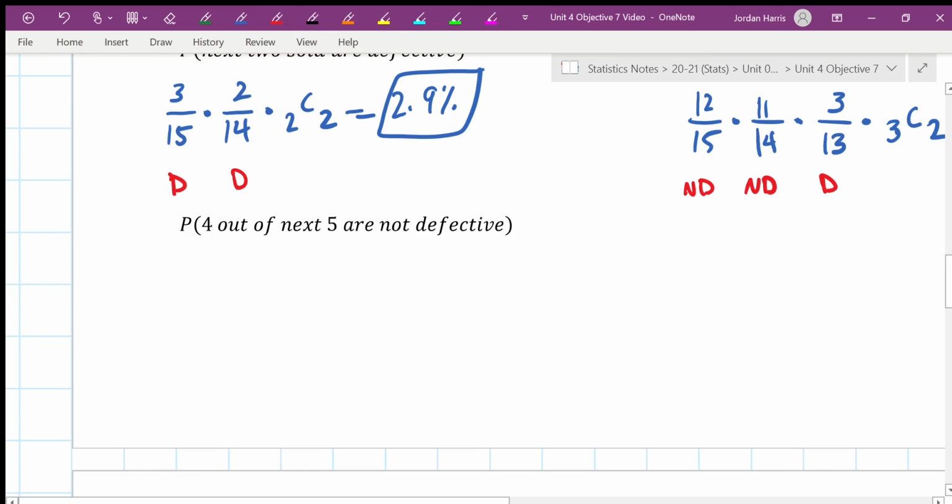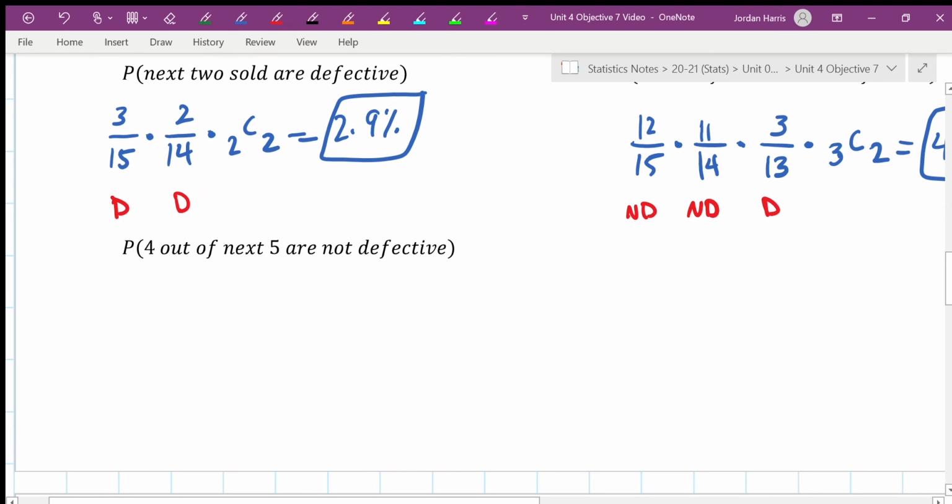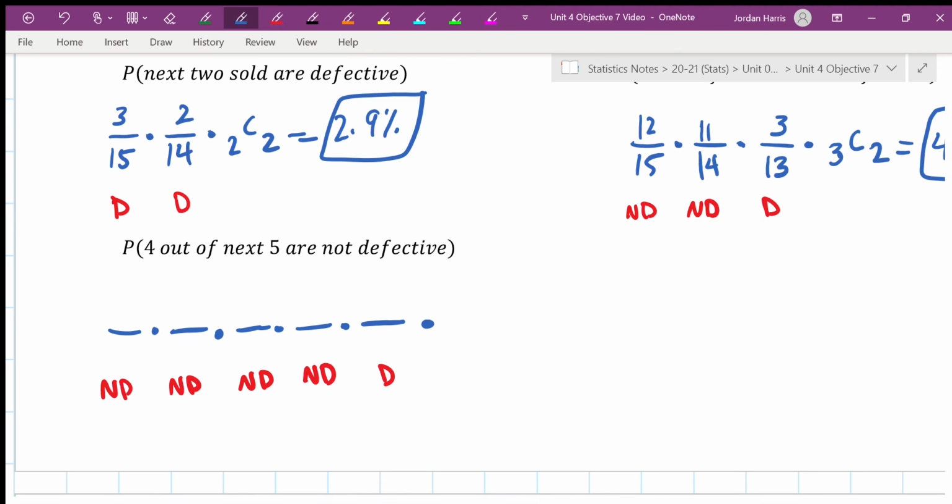And last one of this section, it says 4 out of the next 5 are not defective. So remember, we're going back to the original once again. We're selling 5 drills this time. So 1, 2, 3, 4, 5. I want 4 of them to be not defective. The last one to be defective.